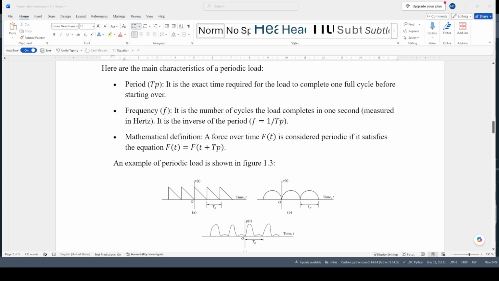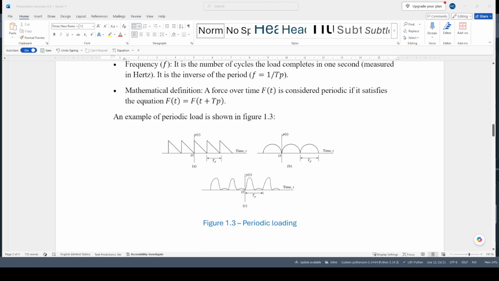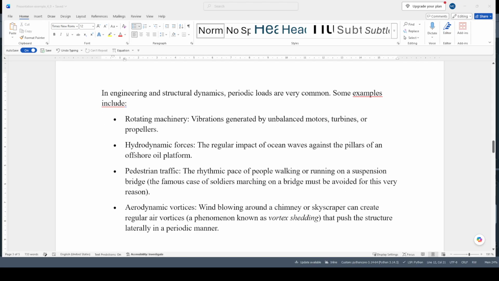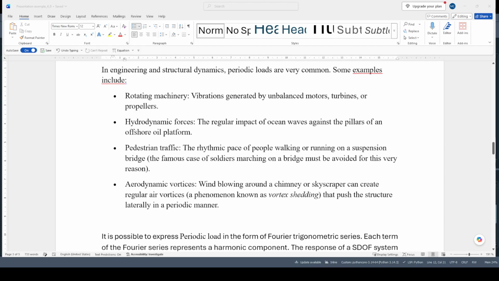And here we can see an example of a periodic load. In engineering and structural dynamics, periodic load is very common. Some examples include rotary machinery, the vibration generated by an unbalanced motor, turbine or propeller; the hydrodynamic force, the regular impact of ocean waves against the pillars of a platform; and pedestrian traffic, the rhythmic pace of people walking on a suspension bridge.